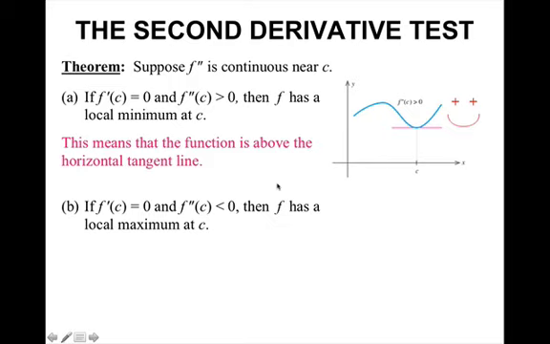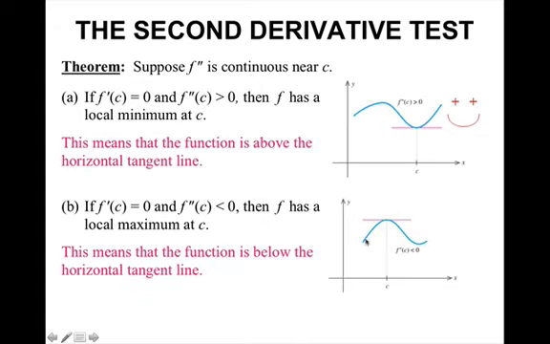Now, if f prime of c equals 0 and f double prime of c is negative, then f has a local maximum at c. So if we look at this example, this means that the function is below the horizontal tangent line. So if you want to stick with the faces, pluses mean a smile and a minimum. Negative means a frowny face, maximum, if you were to draw a little tangent line on the frowny face.